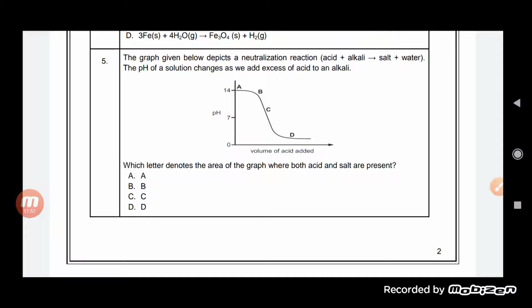Question is, which letter denotes the area of the graph where both acid and salt are present? Obviously, see here in the graph, A is at 14. So there, it is a basic salt solution. You know, students, that salt solutions are divided into 4 different types. First one is the neutral one, in which a strong acid and a strong base combine together. So it will neutralize the effect.